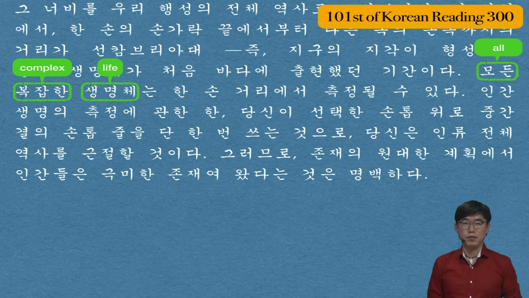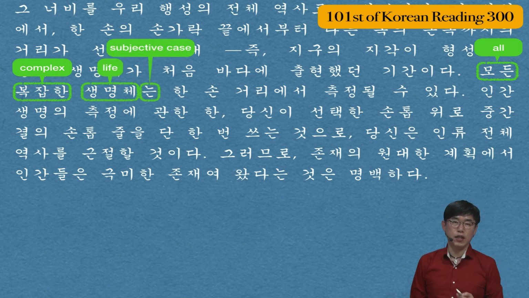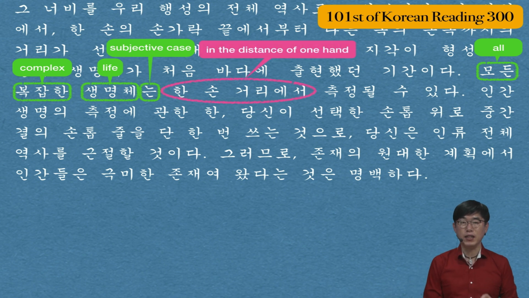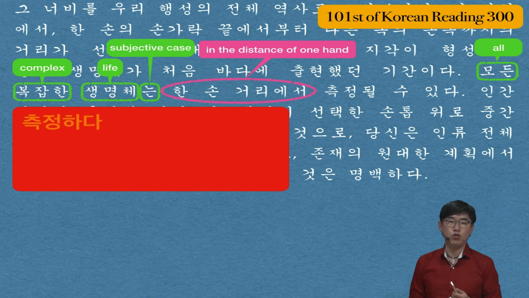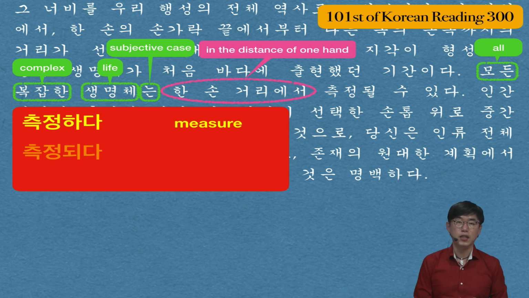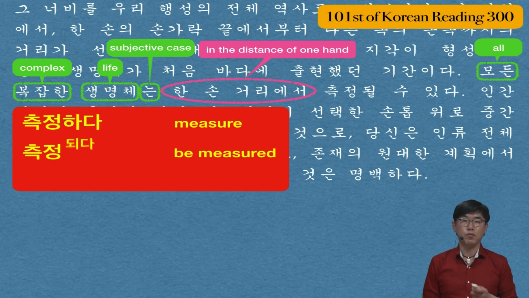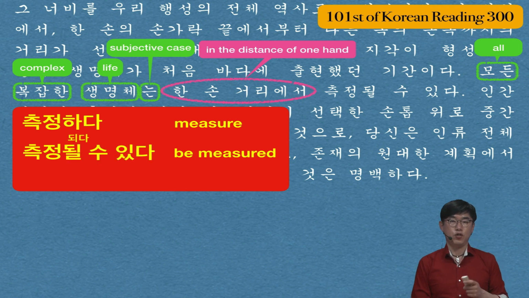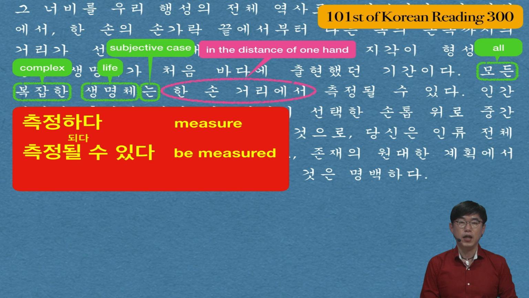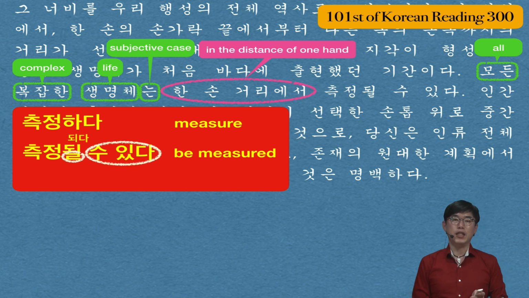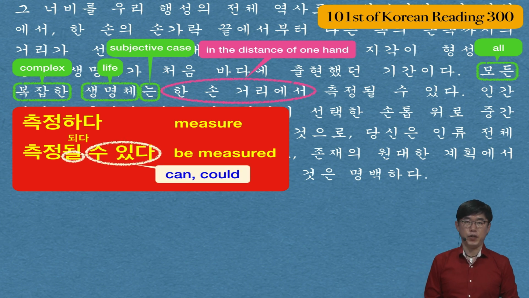And 는 is the subjective case. And 한 손 거리에서 we addressed these words right in the distance of one hand. And 측정될 수 있다 came from 측정되다, which is the passive form of 측정하다. And its meaning is to measure. So 측정되다 is to be measured, and 리을 수 있다 is can or could. So 측정될 수 있다 is could be measured.